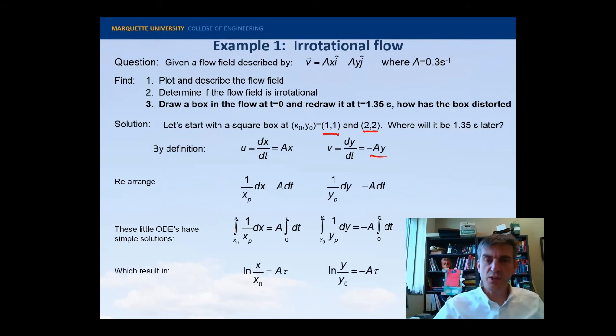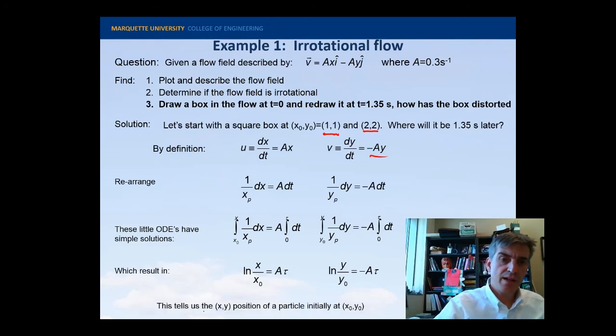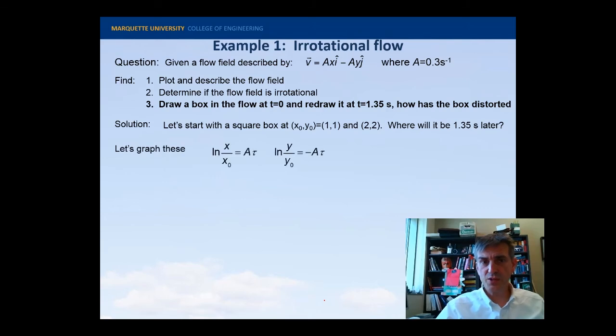So the solution to this set of ODEs is presented here. It's just the natural log of x over x naught, the original position x naught, equals a times tau, which represents time in this case. And so this tells us how the position x, y changes of a particle which is initially at position x naught, y naught. So let's graph this.